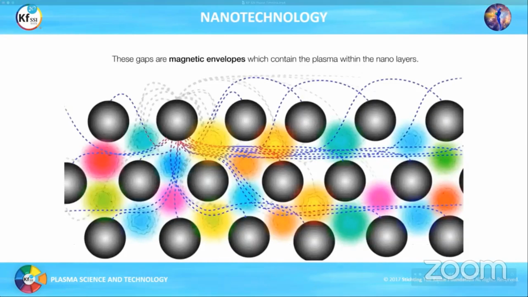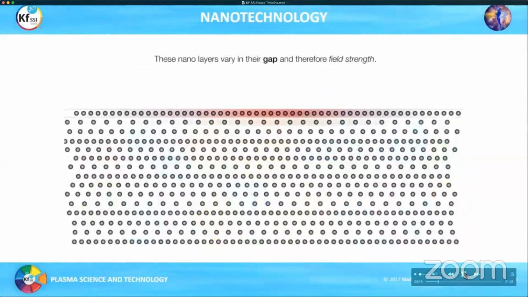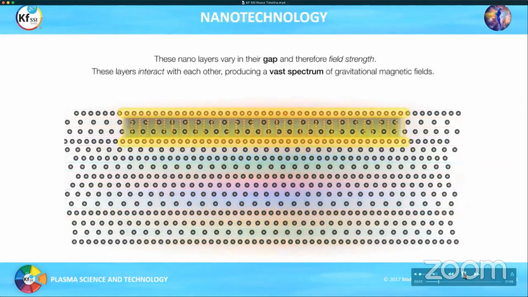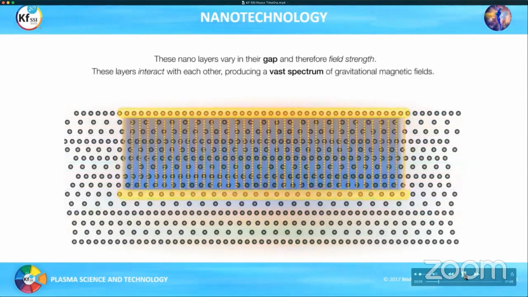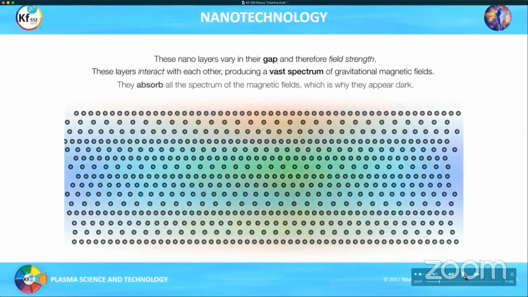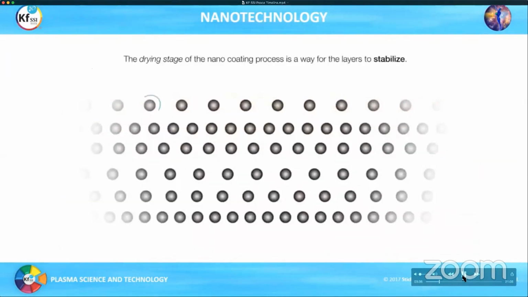So it's an important idea. It's like the matter level stuff basically kind of gets in the way. It's the gap in between that's the important part for the plasma. That's the envelope. These nanolayers vary in their gap and therefore their field strength. These layers interact with each other, producing a vast spectrum of gravitational magnetic fields. It's what we talked about earlier. They absorb all the spectrum of the magnetic fields, which is why they appear dark. This is so timely. You brought this up because we had discussed exactly that. Thank you very much, Rick.